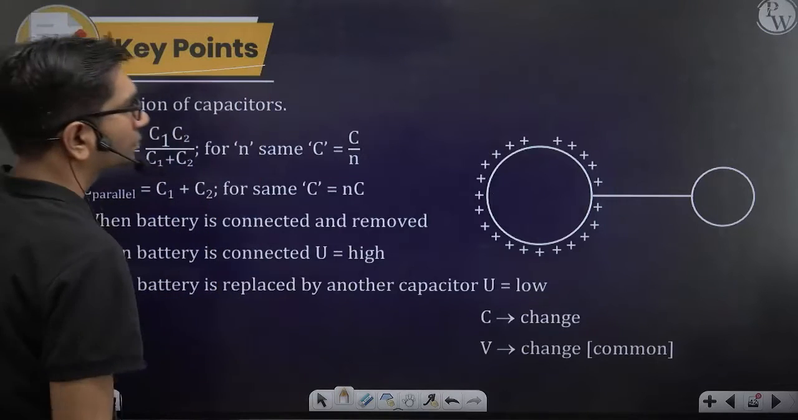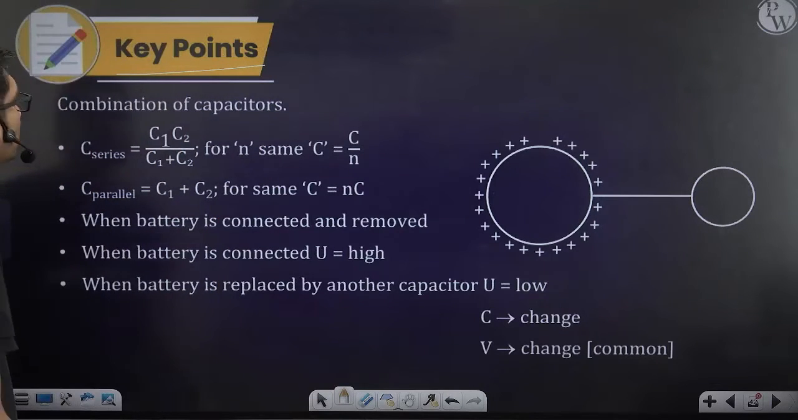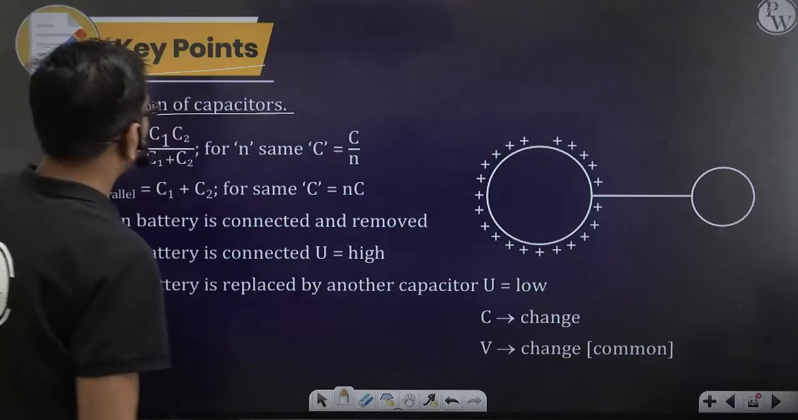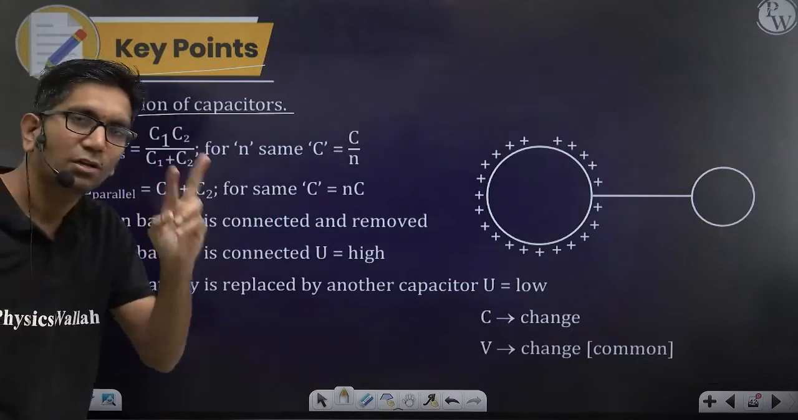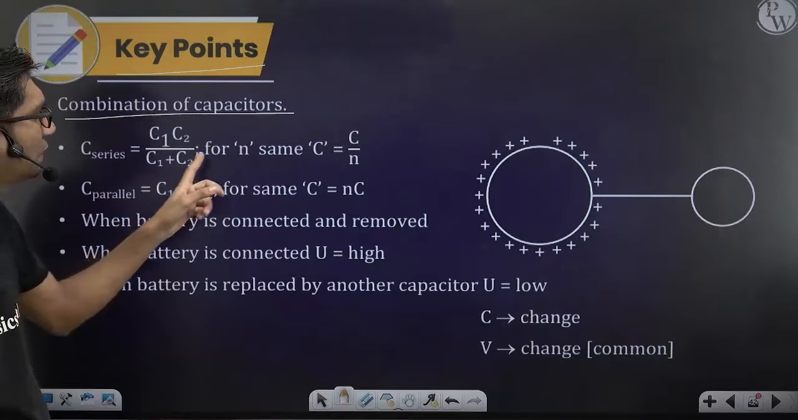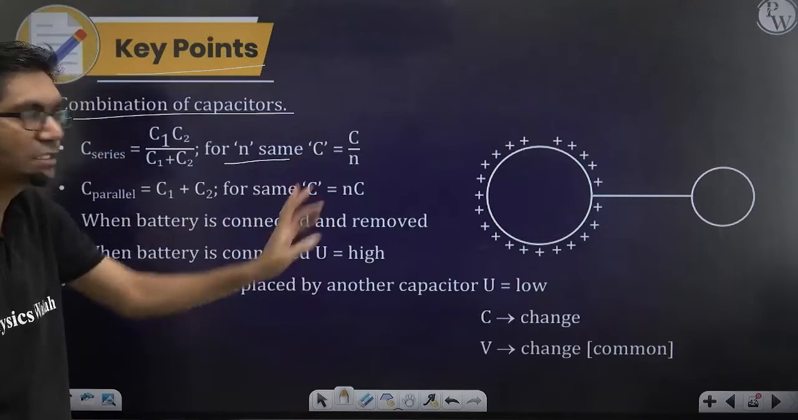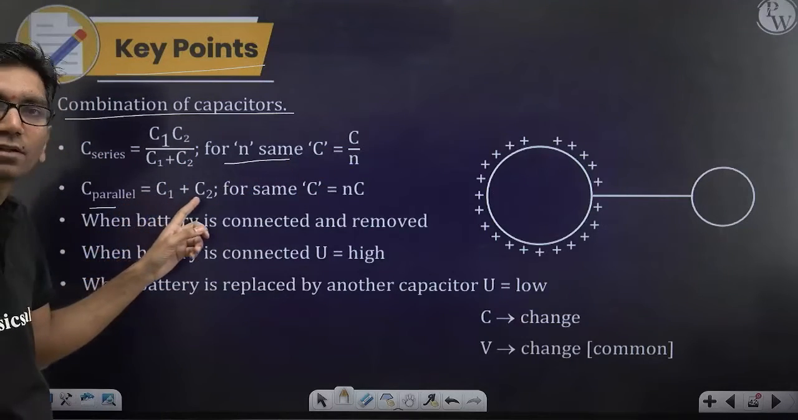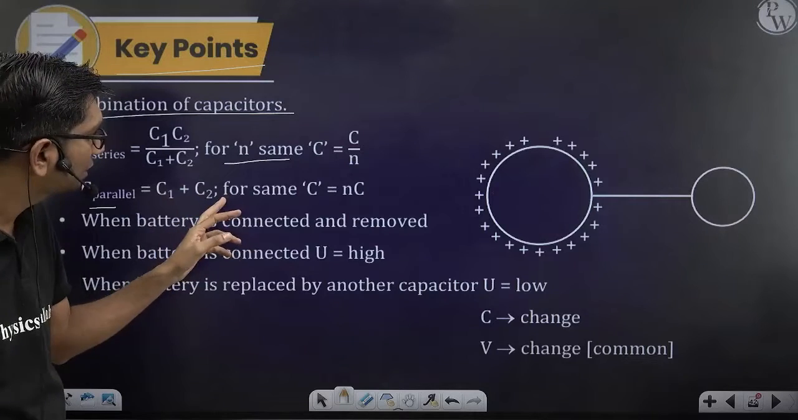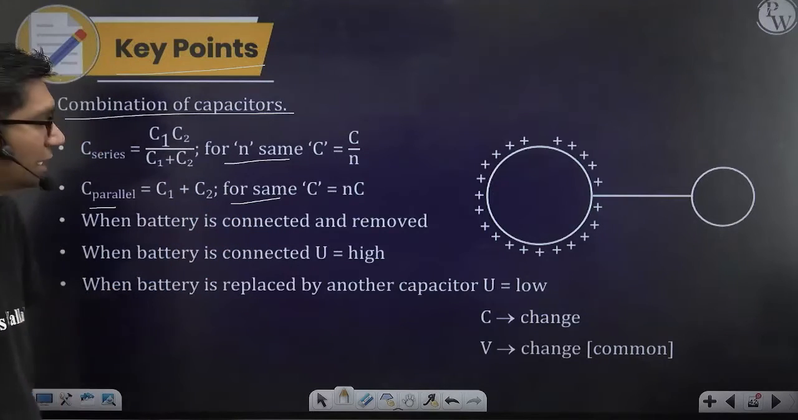Key points. Now see here, combination of capacitors. In series combination, if there are two capacitors, C1C2 by C1 plus C2; for n same capacitors it is C by n. In parallel, if there are two capacitors, direct addition; for n same capacitance you have to write nC.